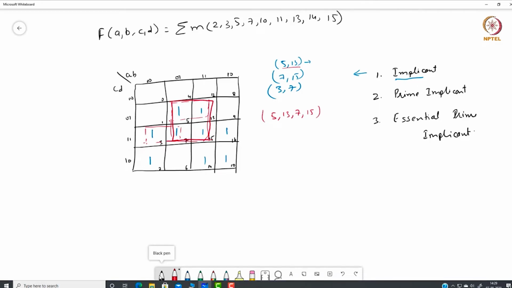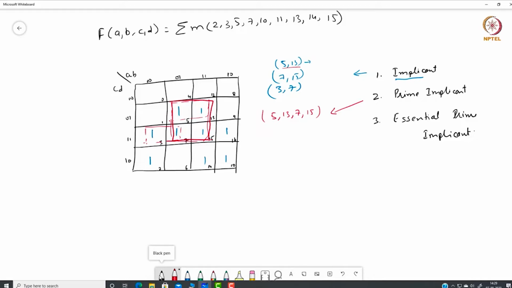Yes, it is a prime implicant because it cannot be further increased. You cannot create even a larger cube which contains all of these terms. So that's why this is called prime implicant. So given this expression, how many prime implicants can we find out?